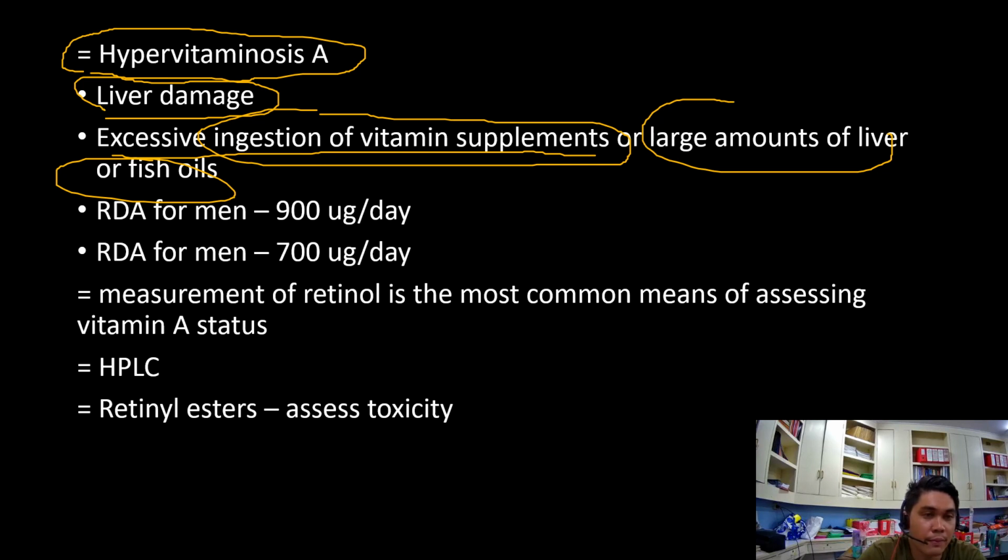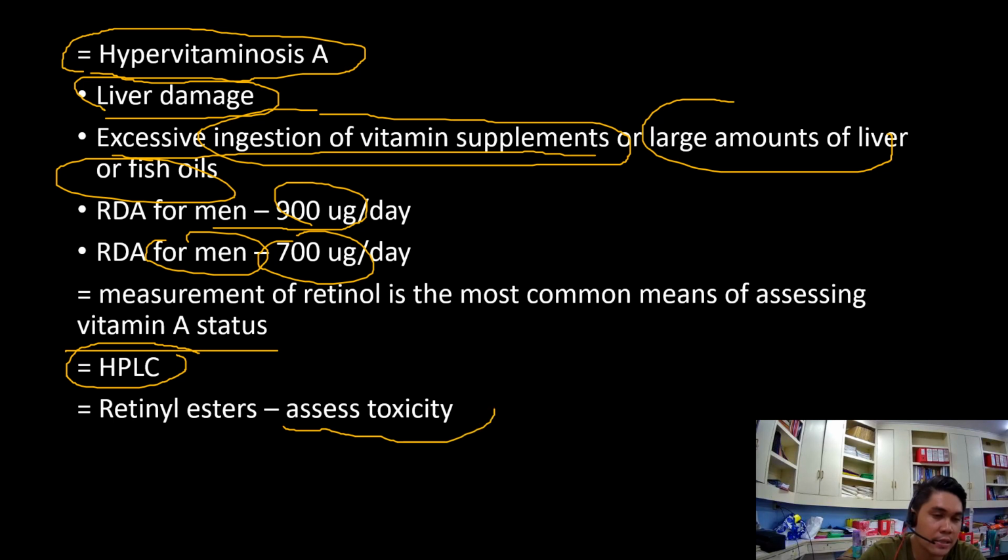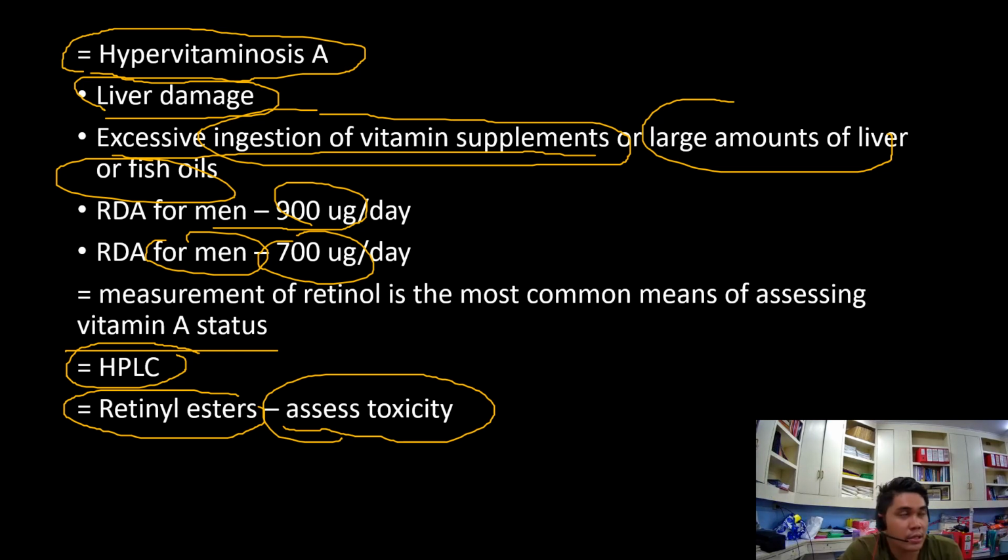The RDA for men is 900. For women, correction, this is for women, it's 700 micrograms per day. Measurement of retinol is the most common means of assessing vitamin A status. You can measure retinol using HPLC. And for assessing toxicity, you can also measure retinyl ester. Retinyl ester is the stored form of vitamin A.